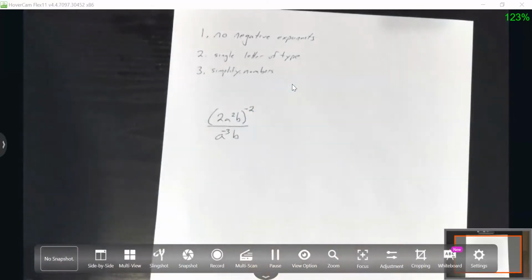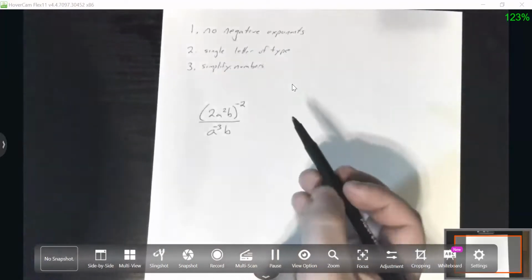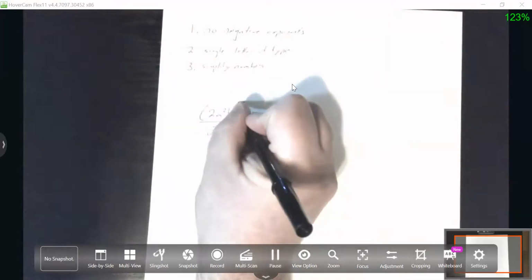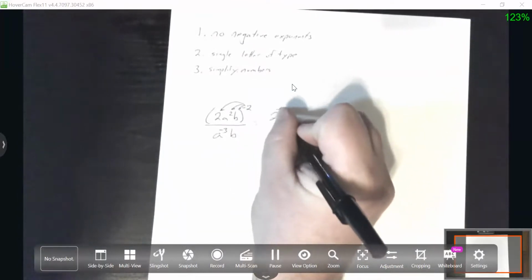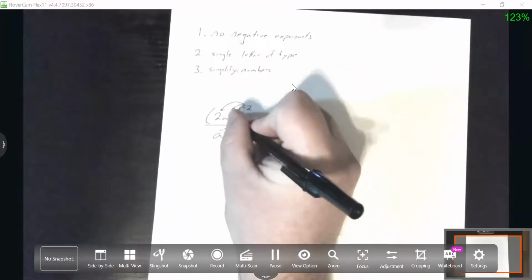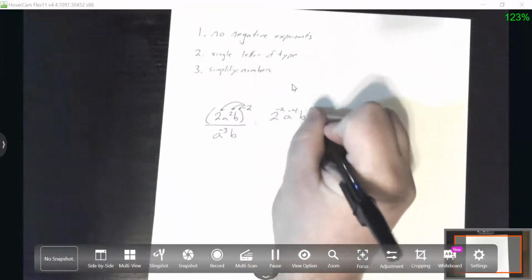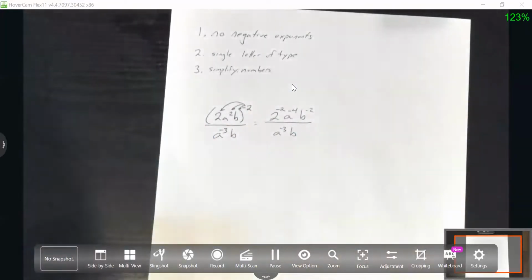All right, so this is kind of a big mess. We need to simplify it. So the first step is we have to deal with this grouping symbol. Remember that exponents distribute to everything, so I'm going to do that first. So that gives me 2 to the negative 2. Negative 2 times 2 is negative 4, so a to the negative 4, b to the negative 2 over a to the negative 3b. So all I did is I distributed first.